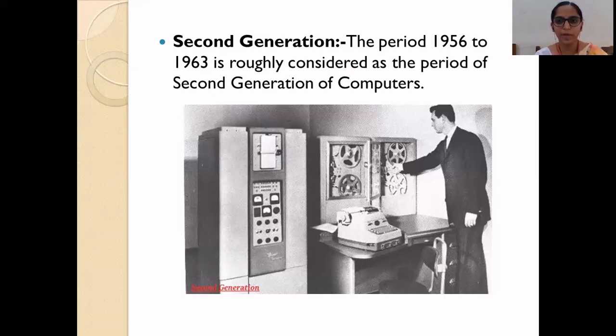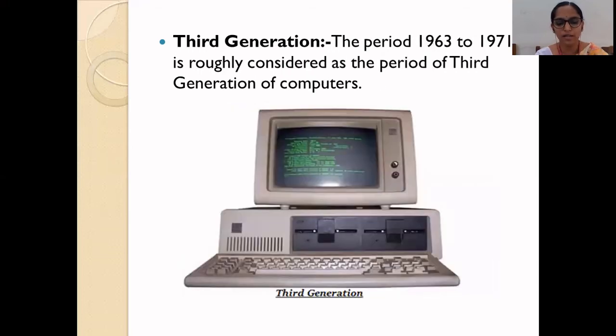Okay, once again I am repeating, the first generation used vacuum tubes, the second generation was based on transistor technology. Which technology? Transistor technology. In front of you there is a third generation computer. It looks like a small TV or small personal computer, but the CPU size is big. The period of the third generation starts from 1963 to 1971.